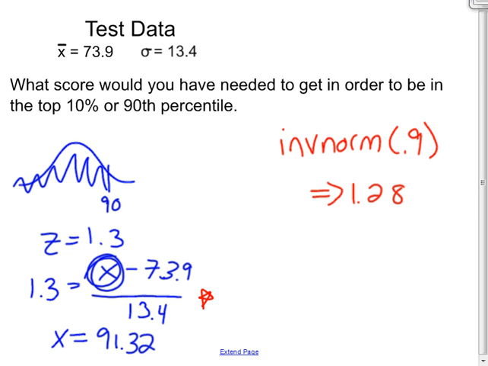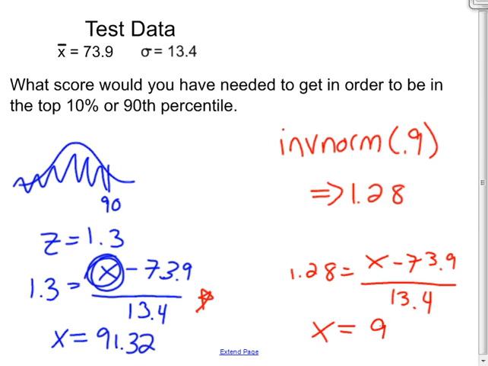So now I set up my equation just like I did over here. 1.28 equals x minus my mean divided by my standard deviation. Therefore, the score I actually need is a 91.07. That's the score I physically need to get on that test to be in that top 10% or in that 90th percentile. So using our calculator, normal CDF finds between two values. Inverse norm physically finds my z-score.